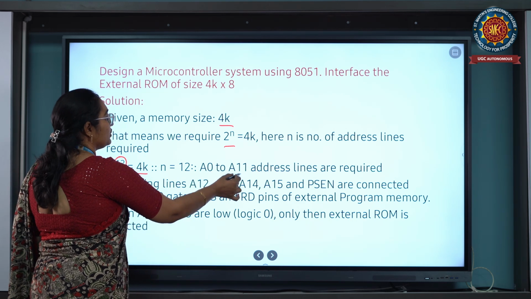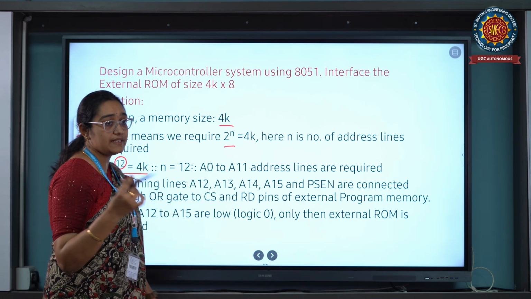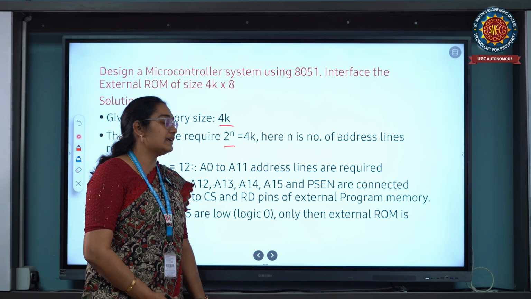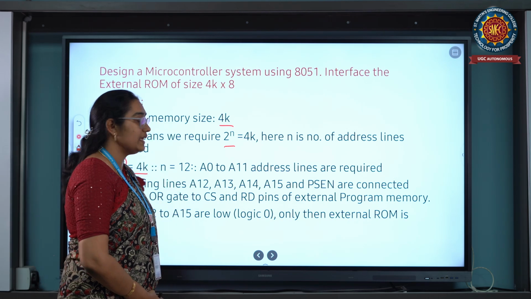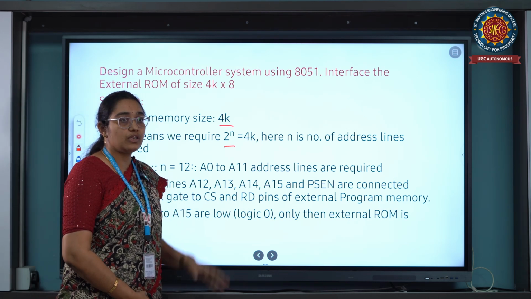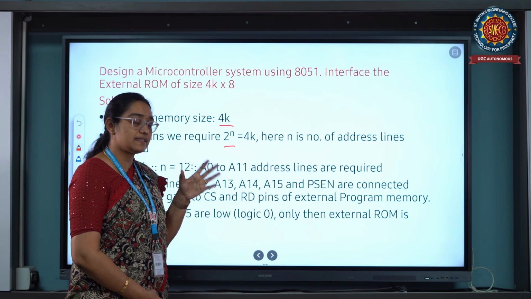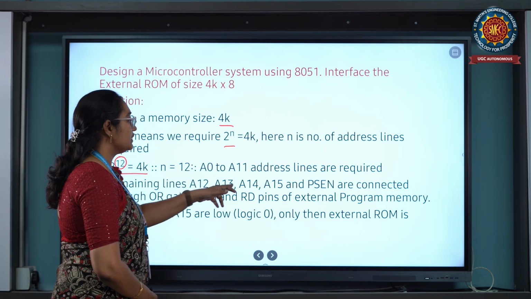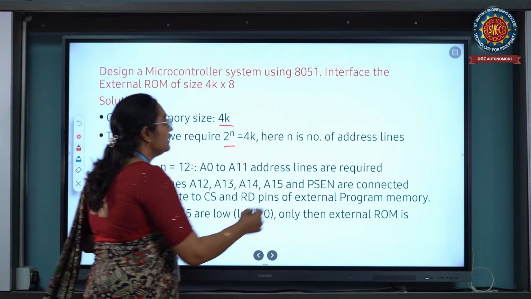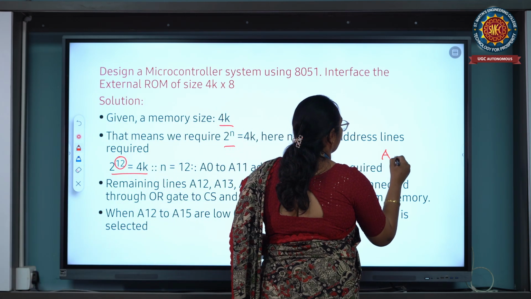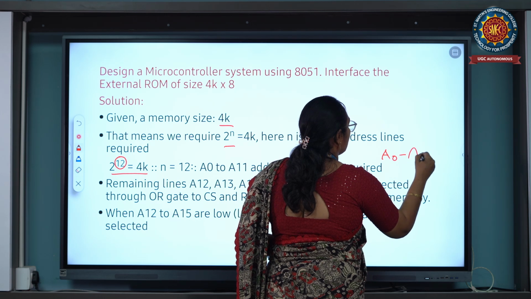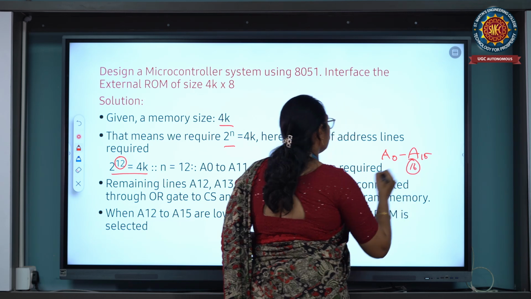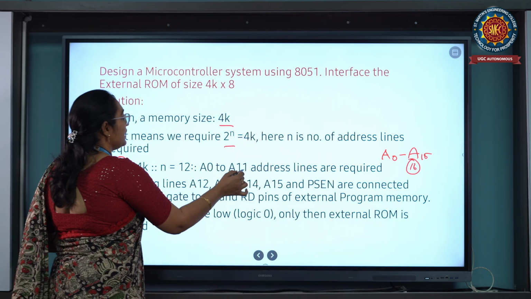That means A0 to A11 bits, that means it requires 12 address lines. That is, A0 to A11 address lines are required for interfacing the read-only memory. Okay, a total of 12 address lines are used. The remaining lines are A12, A13, A14, A15. That means we have A0 to A15, address lines are 16 in total. We are using A0 to A11.